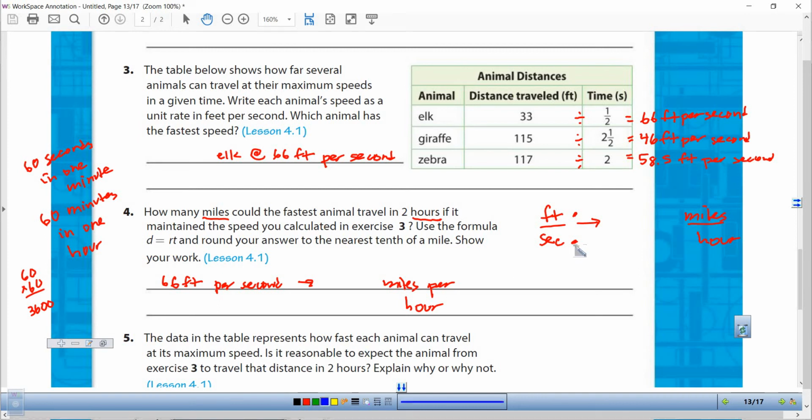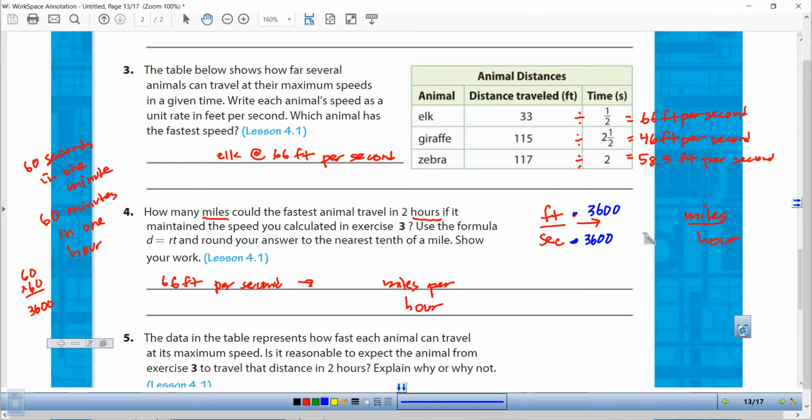All right, so I'm going to do it in blue like I did up top there. So the first thing I'm going to do is multiply the top and the bottom by 3,600. Okay? Why did I do that? Because that's going to change from seconds to hours.